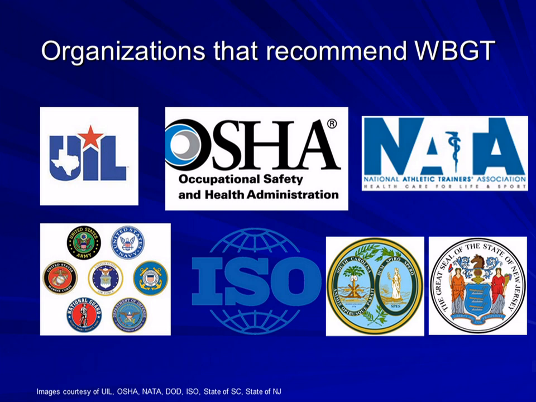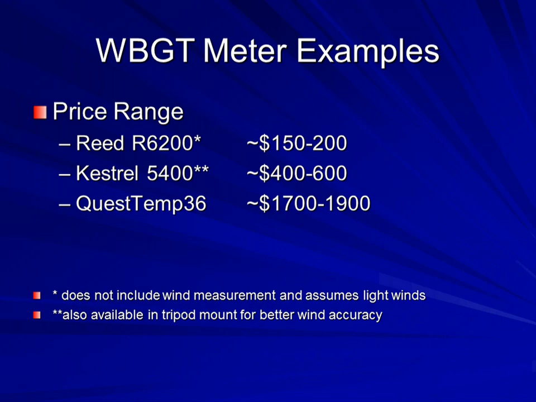The wet bulb globe temperature has been recommended by several organizations. These include the University Interscholastic League in Texas, which is the governing body for all student extracurricular activities, OSHA, the National Athletic Trainers Association, all branches of the United States military, the International Standards Organization, and the states of South Carolina and New Jersey. South Carolina requires all schools to have a handheld wet bulb globe temperature meter at all athletic events. New Jersey just passed a law requiring all schools to have wet bulb globe temperature meters on hand at events and practices. These meters can be obtained from different manufacturers at different price points.